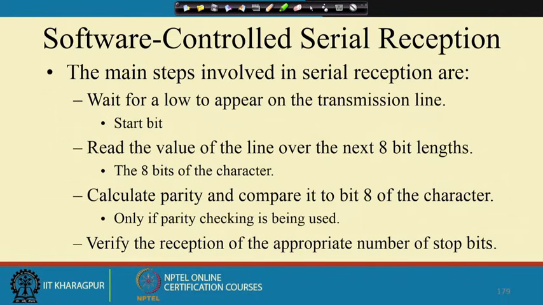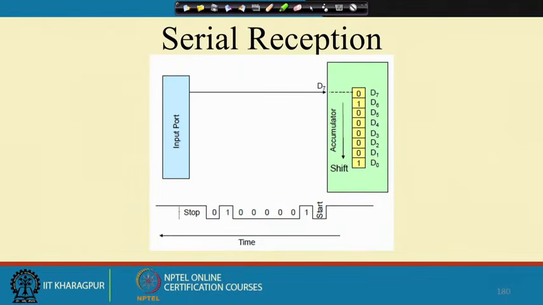Then it will calculate the parity and compare it to bit 8 of the character to see whether the parity has been received correctly or not. If parity bit checking is being used, only then will this step be done. Then verify reception of the appropriate number of stop bits, that is 1 stop bit or 2 stop bits, depending on the standard we are following. So it should get those bits. For reception, it is from the input port. The bit D7 is getting the serial input in the case of the 8085 processor.